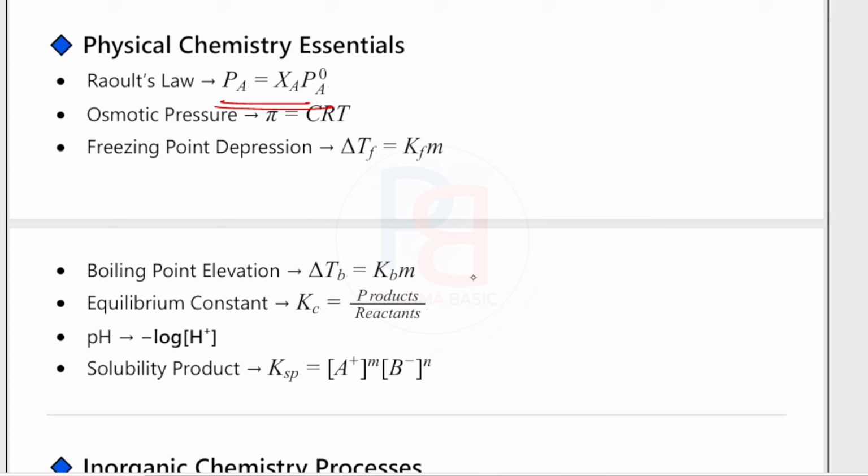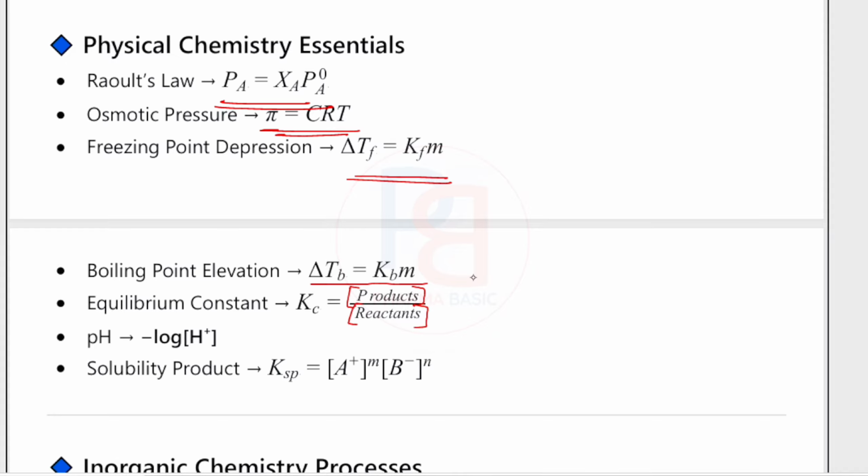Osmotic pressure, pi is equal to CRT. Freezing point depression, del Tf is equal to Kf into m. Boiling point elevation, del Tb is equal to Kb into m. Equilibrium constant Kc is equal to concentration of product by concentration of reactant.